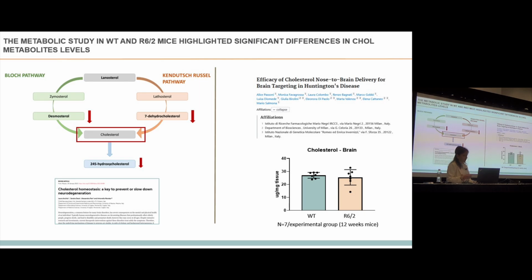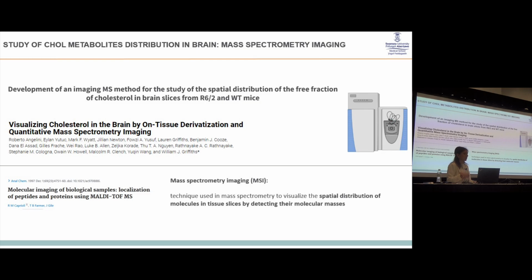This was quite strange. So we decided to have a new approach to study the cholesterol alteration in brain from R6/2 mice. And for this reason, we developed an imaging MS method for the study of the spatial distribution of the free fraction of cholesterol in brain slices from R6/2 mice and wild-type mice as control group.